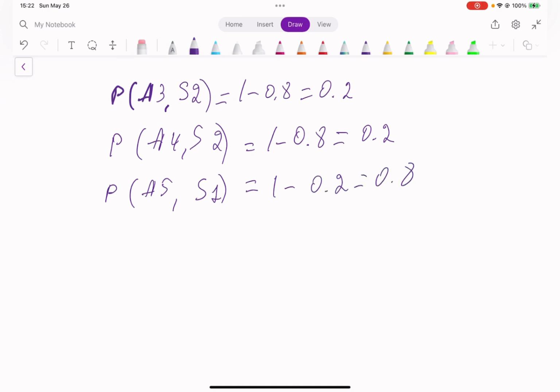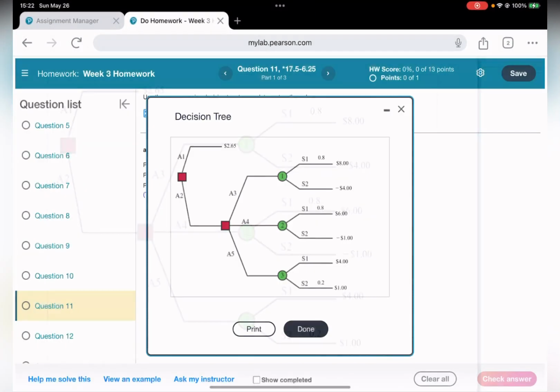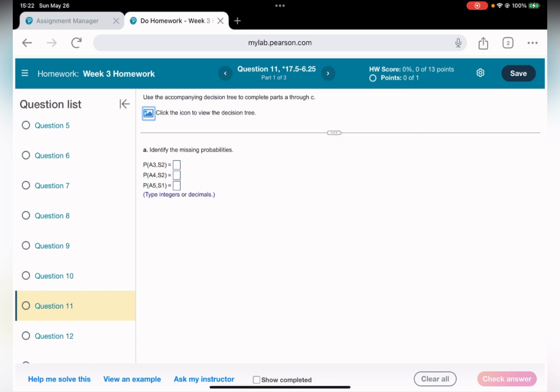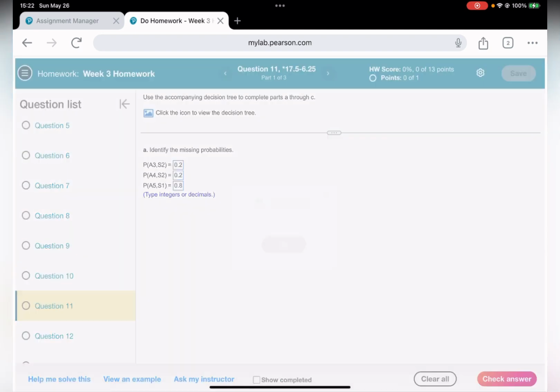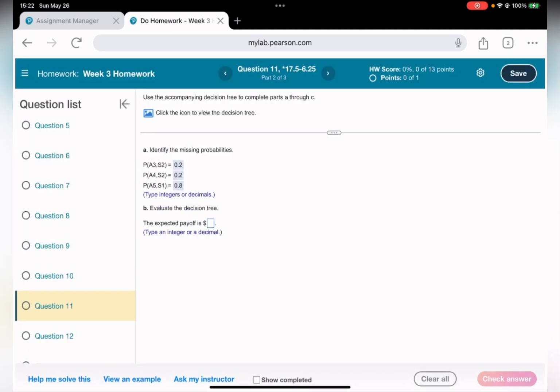Now, this is the first answer: 0.2, 0.2, 0.8. Let me place it. So it's going to be 0.2, 0.2, and this is 0.8. Okay, fantastic. Next, evaluate the decision tree, expected payoff.